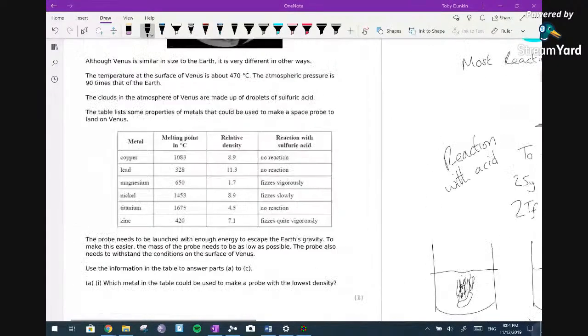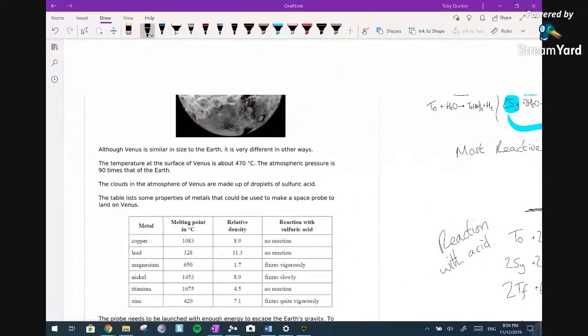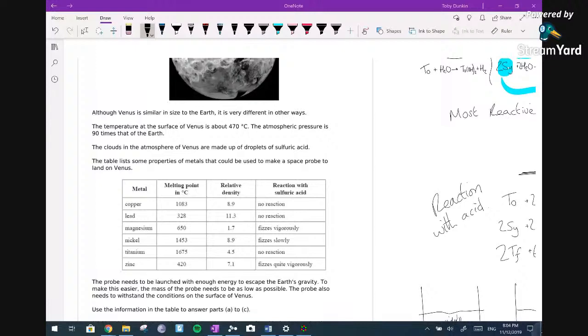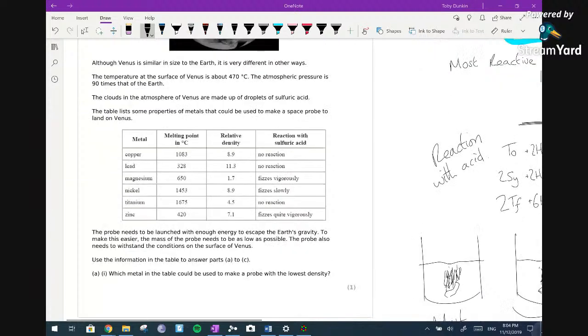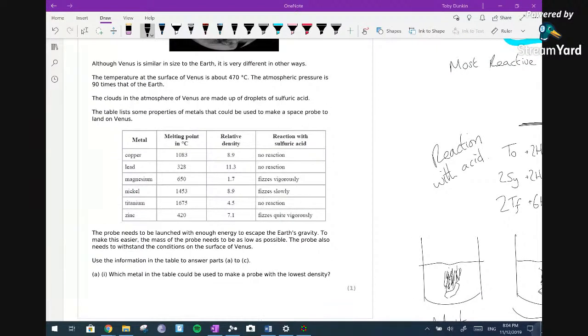Right. So this question is about the planet Venus, which I think is very interesting. They're putting in a lovely context of space travel. It says, although Venus is similar to Earth, it's very different in other ways. The temperature on the surface of Venus is 470 degrees Celsius. The atmospheric pressure is 90 times that of Earth. The clouds in the atmosphere of Venus are made up of droplets of sulfuric acid. Well, that's not good. The table shows the metals that could be used to make a space probe to land on Venus.